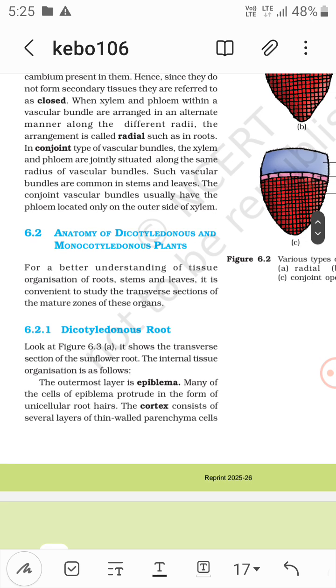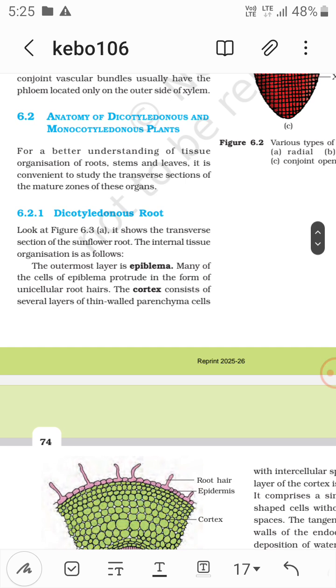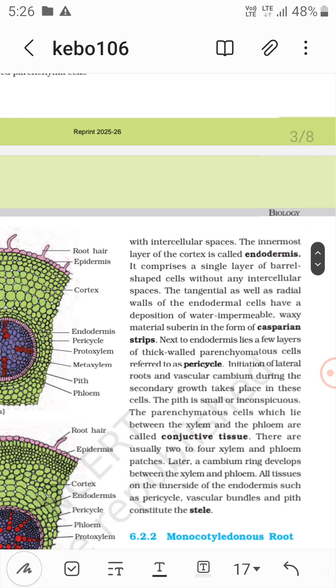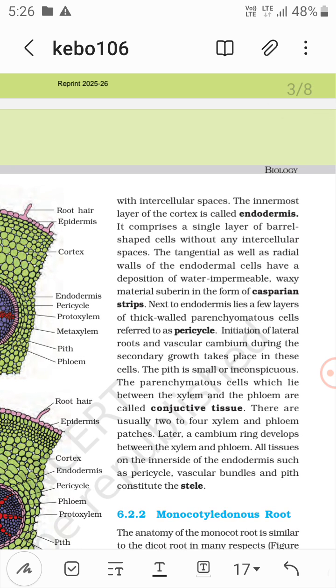Now, anatomy of dicot and monocot plants. For the dicot root, we study the sunflower root. Many of the cells of the epiblema protrude in the form of unicellular root hairs. The cortex consists of several layers of thin-walled parenchyma cells with intercellular spaces. The innermost layer of the cortex is called the endodermis. This comprises a single layer of barrel-shaped cells without any intercellular spaces. The tangential as well as radial walls of endodermal cells have a deposition of water-impermeable waxy material, suberin, in the form of Casparian strips.